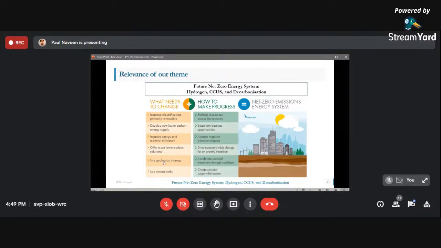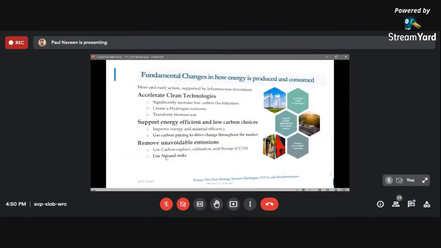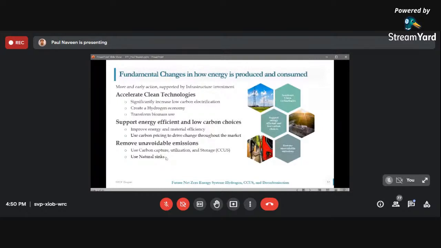As the government is taking steps, we as citizens also have to give our equal contribution in this way. Looking forward to the fundamental changes in how we use our energy. In early action, as early as possible in our infrastructure and our day-to-day life, we have to accelerate towards clean technologies, like significantly using low carbon electrification, and also create another economy with hydrogen as an important fuel in our day-to-day life activities, and also transform to biomass use.